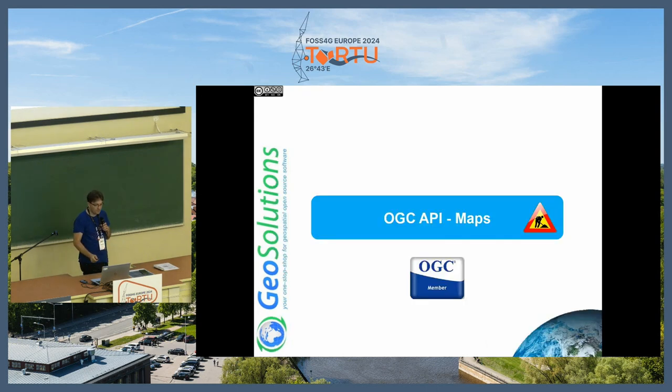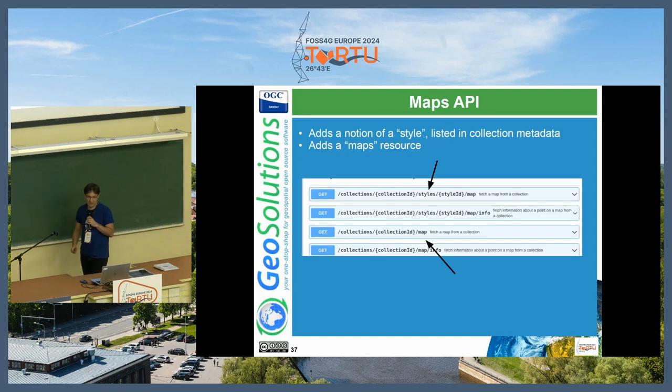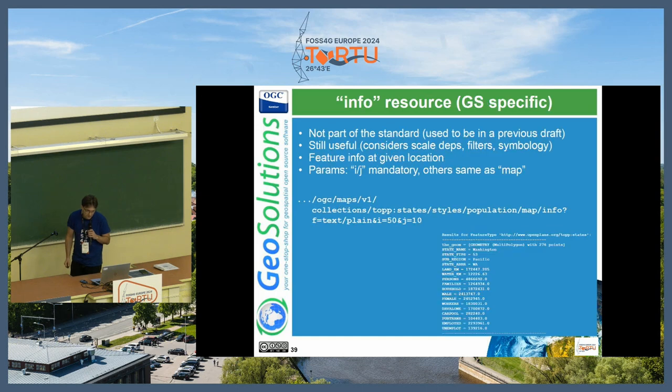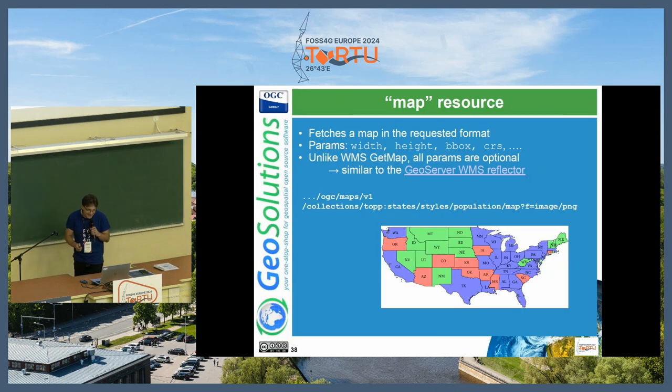We have an implementation of OGC API Maps. OGC API Maps is the equivalent of WMS, of course. We have a partial implementation out of a code sprint. OGC API Maps is one of those specifications that has been designed out of the box to be a building block. What's the idea of a building block? Let me see if I have, no, I don't, sorry, I'm making a mess.